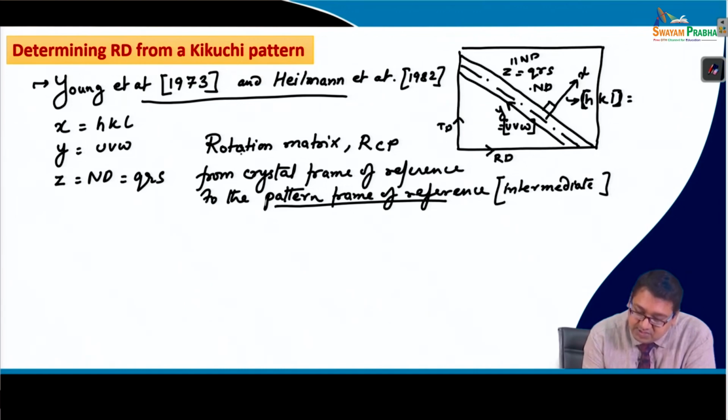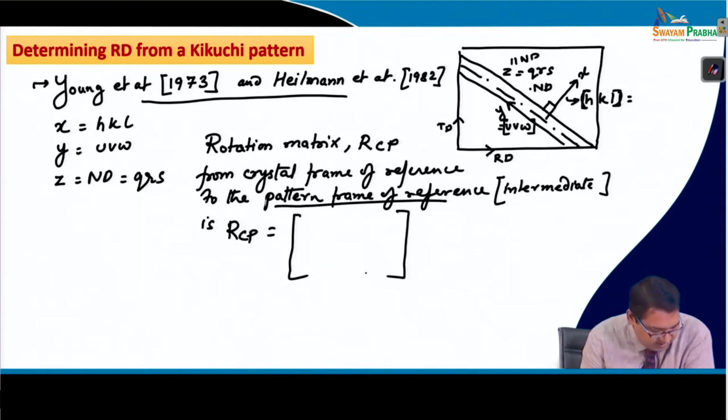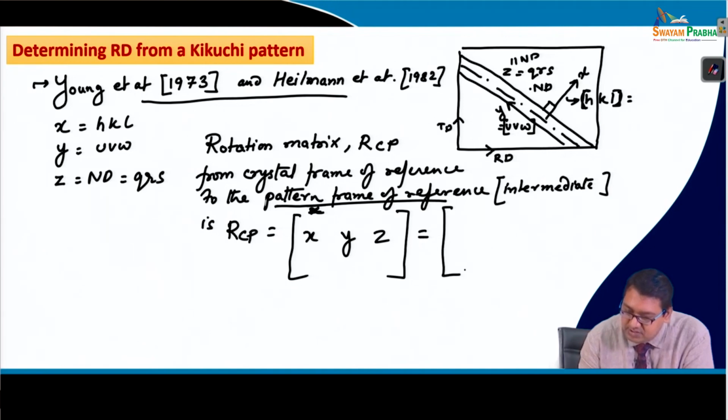So, the rotation matrix from the crystal frame of reference to the pattern frame of reference is given by this, RCP, and can be given by a matrix something like this, which is basically x, let me write x, y and z, and which is equal to: x is h k l, y is u v w and z is q r and s.